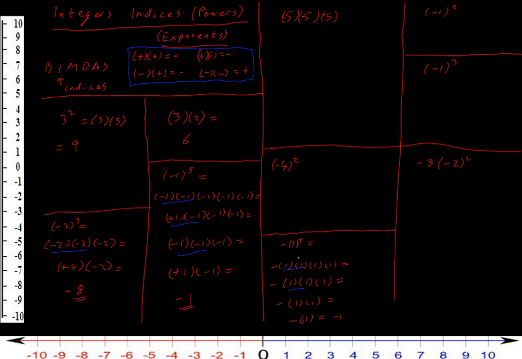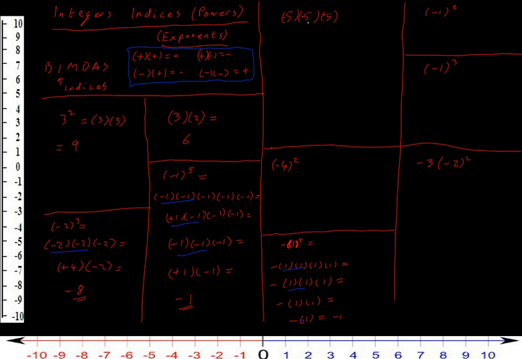So you can see it's a little bit different if we don't put in our brackets. So we have to be very careful in maths that we write down exactly what we mean. If we don't put in the brackets, we assume that they're only around the number and they're not including the sign. But let's get back to this example here.